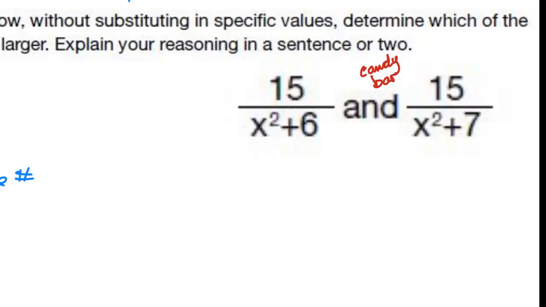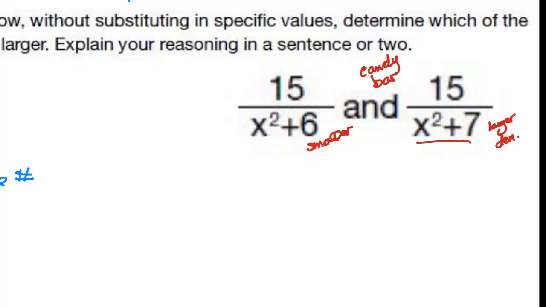15s, talk to me about that. 15s are the same, right? So really you're looking at the denominator, what's in the bottom. Which one of these is bigger on the bottom? Okay, so this is the larger denominator, and this is the smaller one.